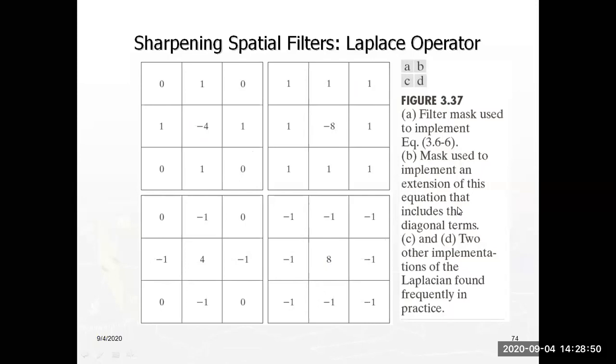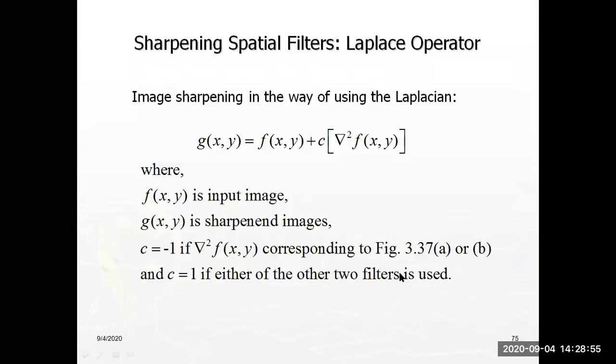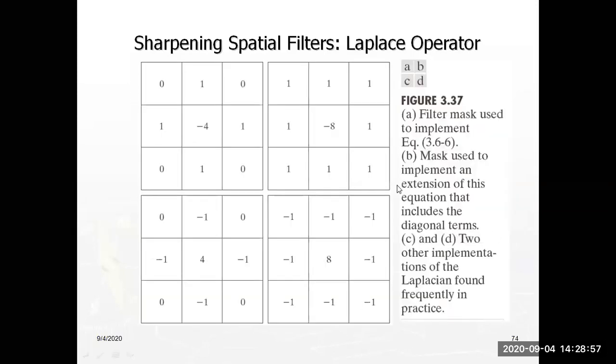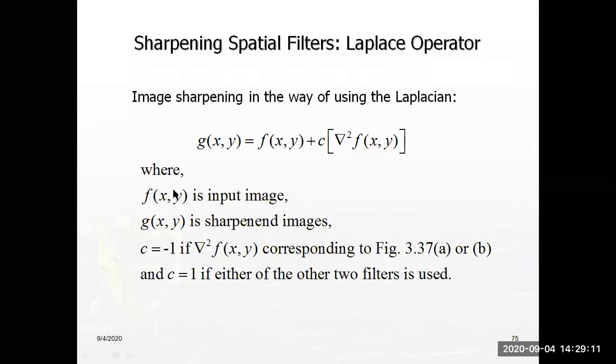So depending upon your requirement, we can change the coefficient values of your mask and operate like this. We can form four filter masks: filter 1, filter 2, filter 3, filter 4. Each has different coefficients. Okay, and image sharpening is done using a Laplacian.